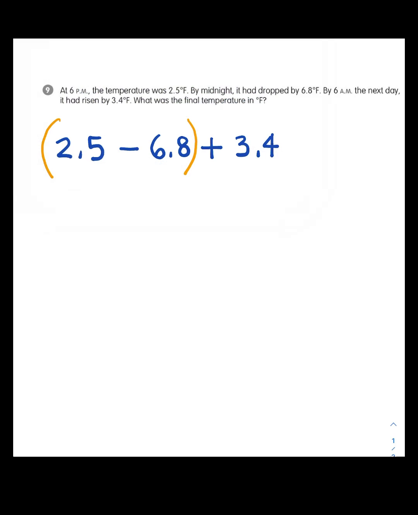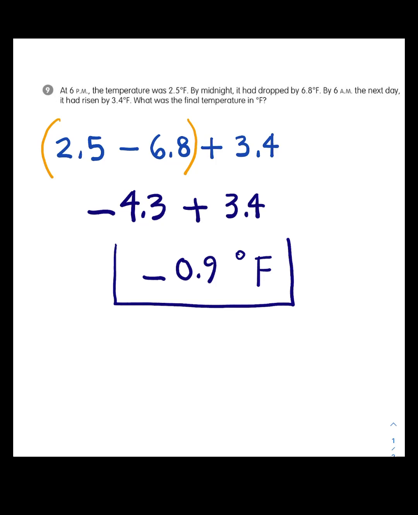2.5 minus 6.8. That would be negative 4.3. And then you have to do plus 3.4. So let's see what we get. We get minus 0.9. And the units are degrees Fahrenheit. And that would be our final temperature.